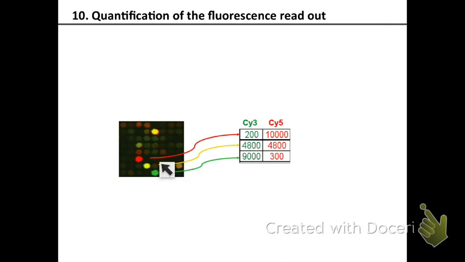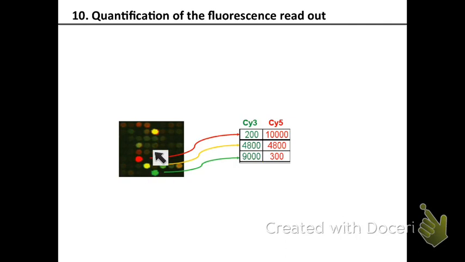Okay, so each spot is going to have two values. One value is coming from the green channel, the channel that reads the amount of green fluorescence, right? The scanner is going to read the microarray, and it's going to tell you how much fluorescent signal is coming from the green channel and how much is coming from the red channel. So you're recording, for each spot, the amount of green fluorescence and the red fluorescence.